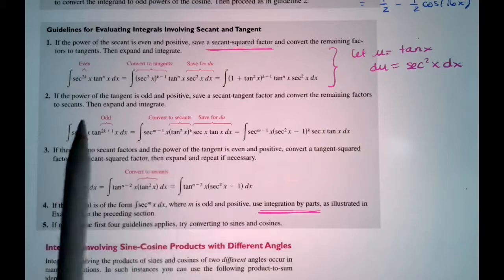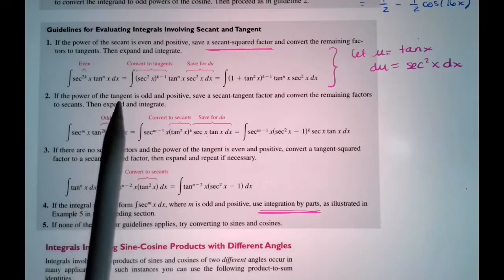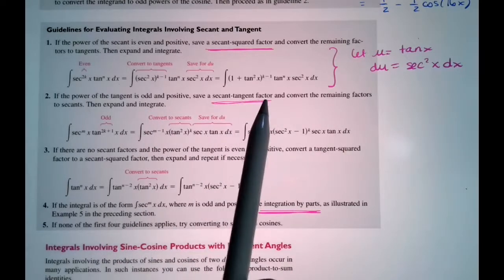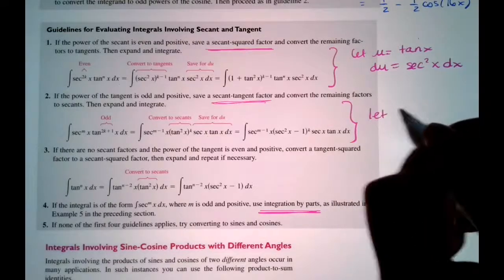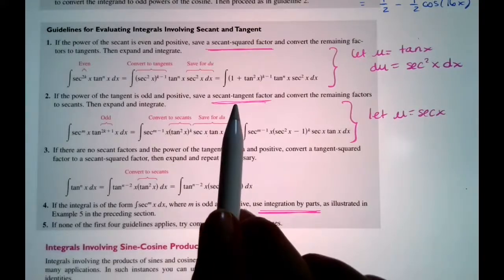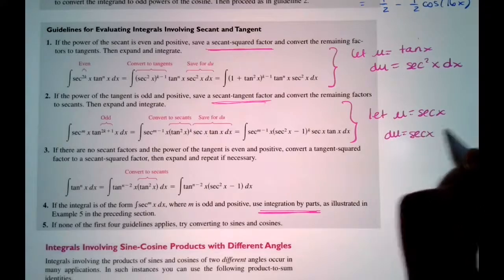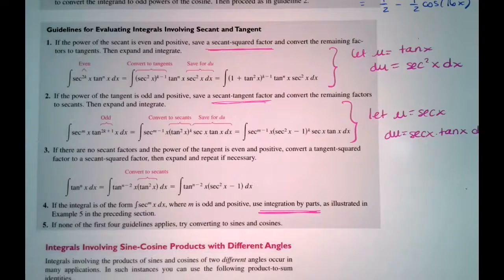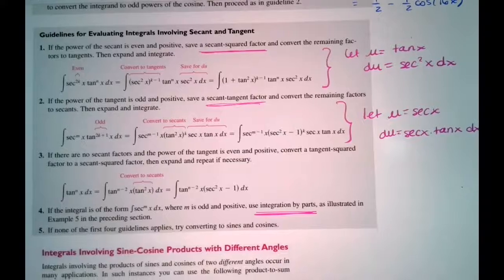You see the same thing here in option 2. If you happen to have the tangent power odd and positive, we're going to save a secant tangent factor and convert everything over to secant. So you're going to let u equal secant. And the reason you save that one secant tangent factor is because the derivative of secant is secant tangent. So you're trying to maximize your skills with u substitution.